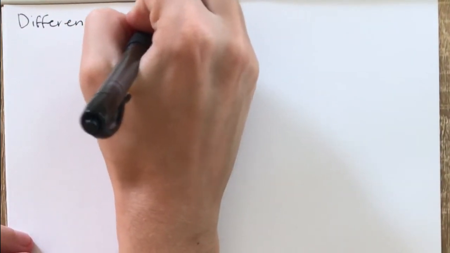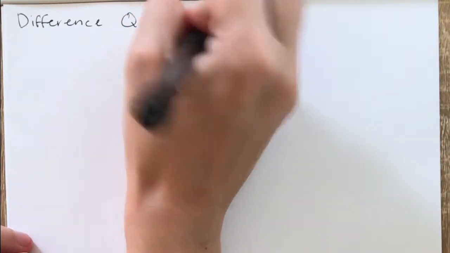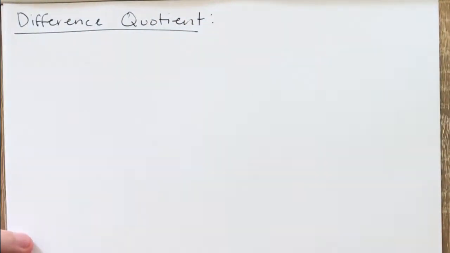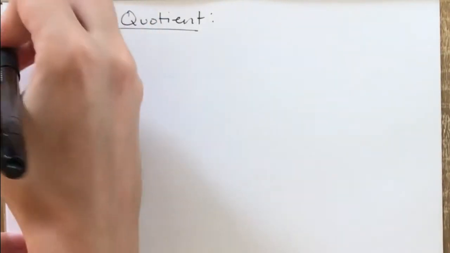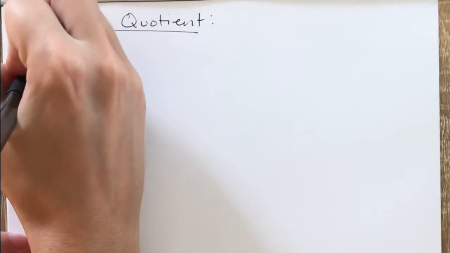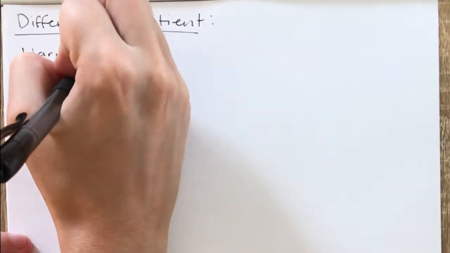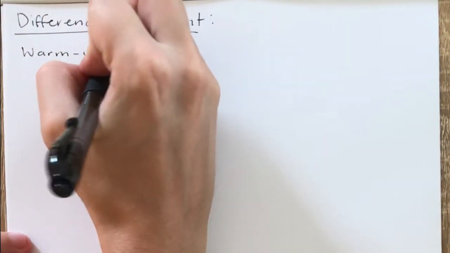Alright, so today we're going to talk about difference quotient. Difference quotient is kind of a zoomed out view of average rate of change. So before we start, let's do a quick warm up to refresh ourselves on average rate of change.